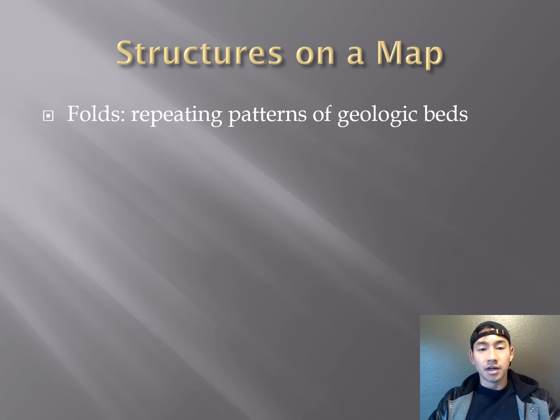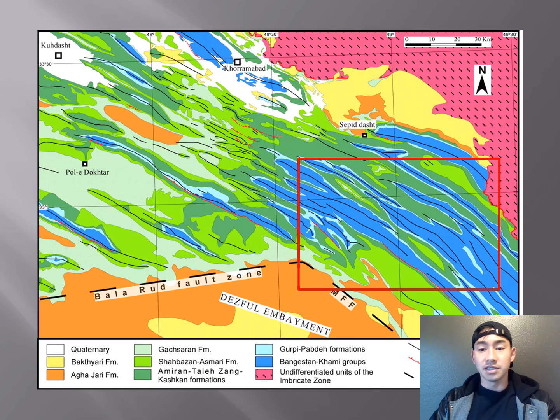Okay, so recall structures on a geologic map. Now we'll look into folds, which are repeating patterns of the geologic bed. We can see this as the zebra stripe or tiger stripe pattern, where if we were to draw perpendicular to the fold axis, we would see this repeating pattern of green and blue, and this would be this repeating of synclines and anticlines, so this kind of ribboning effect of the geologic units.